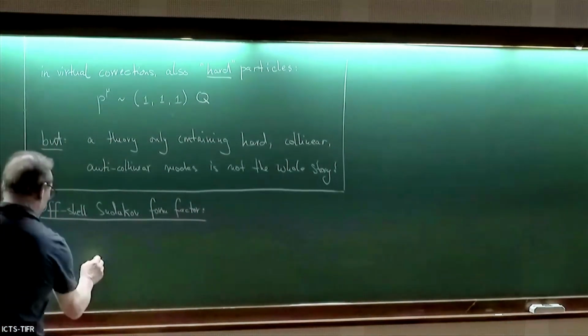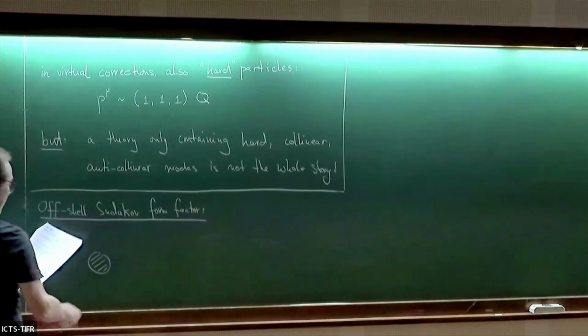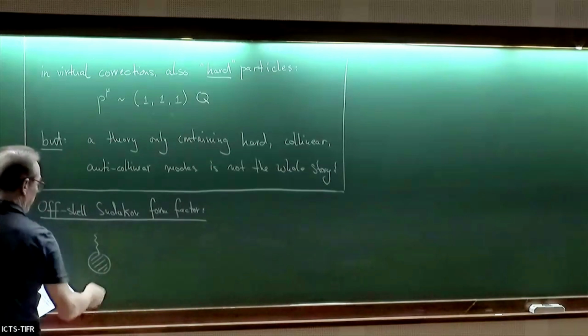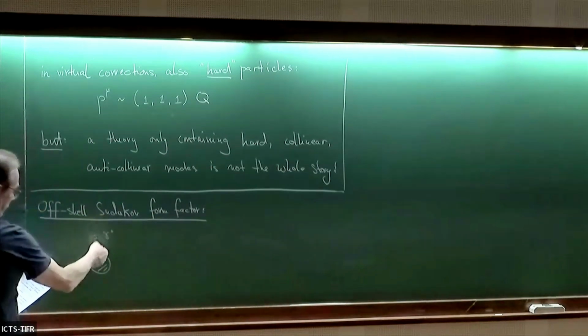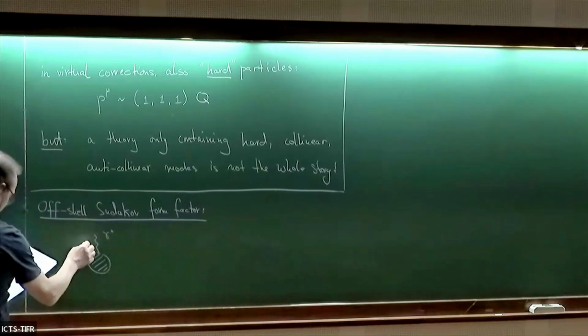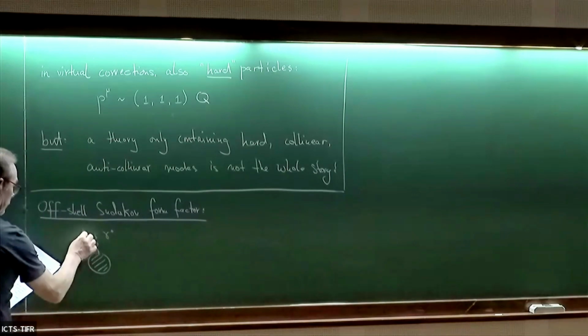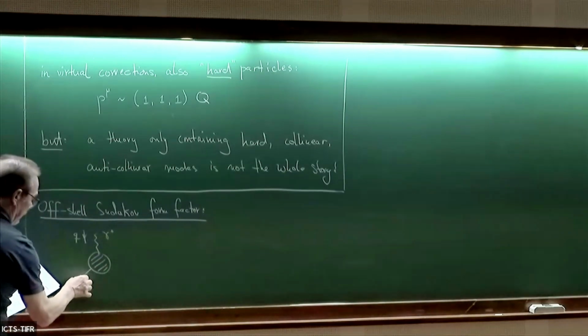You will see the relevance to this problem immediately. I'm considering a three-point function where I have a photon, can be virtual or real photon, basically a vector current as an external source with some large momentum q. And then I have a quark and an antiquark.